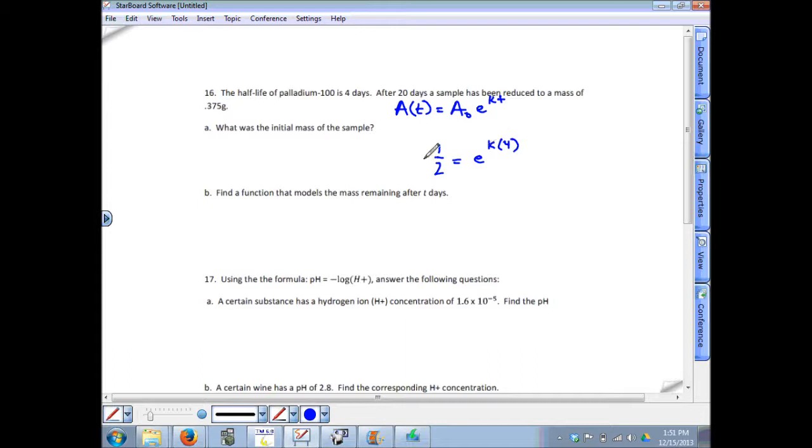So if we solve for k now, we can do that by taking a natural log. Natural log and a base of e are inverse functions, so they cancel each other out. So what we have is natural log of 1/2 is equal to k times 4. So if we divide by 4, we get k is equal to the natural log of 1/2 over 4.